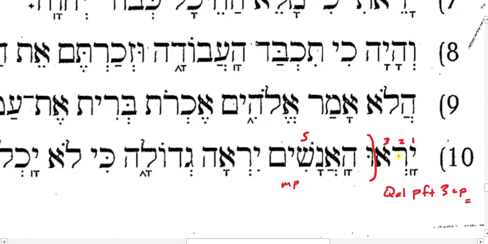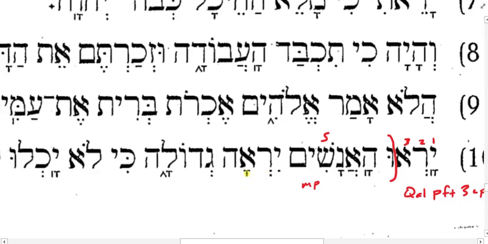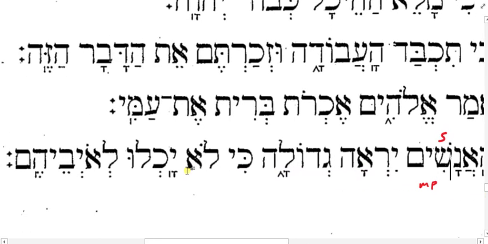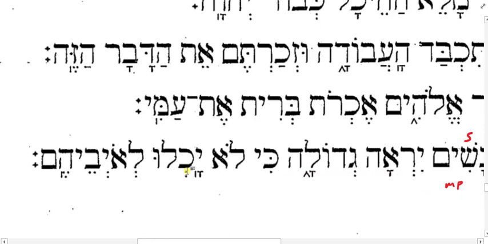What does yare'u mean? Feared. Okay, so the men feared, and here's our expression, yir'ah gedolah. The men feared what? With great fear. The men feared with great fear. That is to say, the men were exceedingly afraid. And then I have a ki clause. What's this ki indicating here? Yeah, this is indicating reason. So it's why they feared with great fear. So the men feared with great fear because lo yachalu.